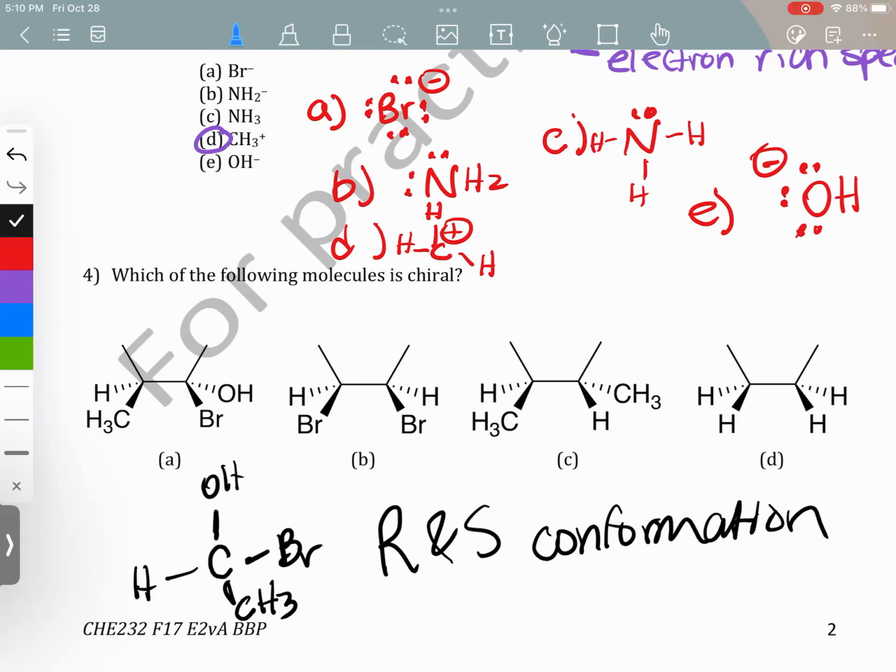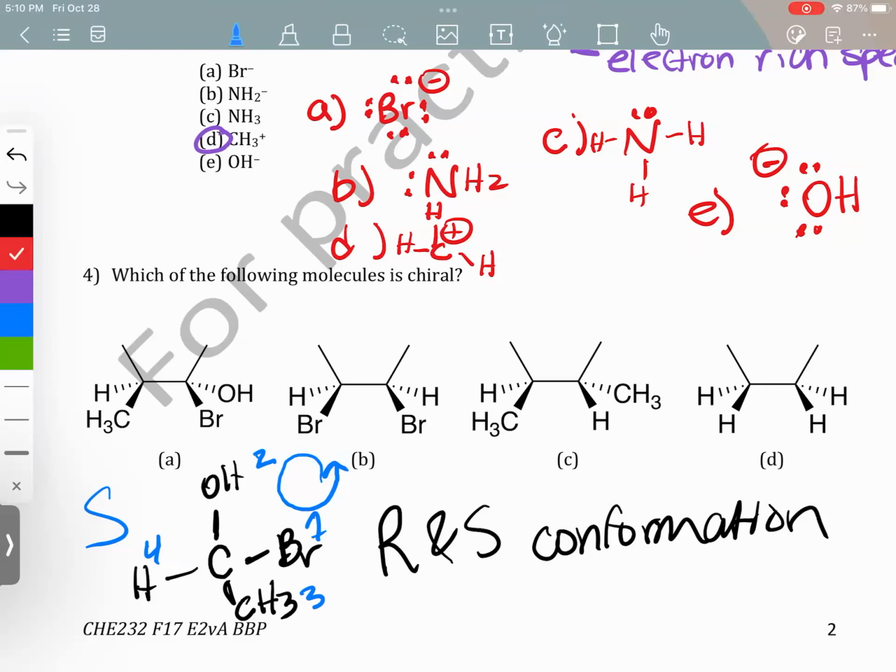Once you start giving the bonds priorities, bromine will have first priority because it's a bigger atom. The alcohol has second priority, since oxygen is more electronegative. The methyl has third priority, and the least priority is 4. When you count 1, 2, 3, it's going in a counterclockwise motion, right? So that's an S conformation. If you flip it as if it was a mirror image, the conformation changes. Because of that, it cannot be superimposed. It's non-superimposable, which makes it chiral.